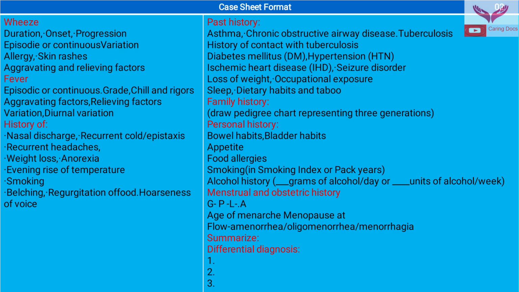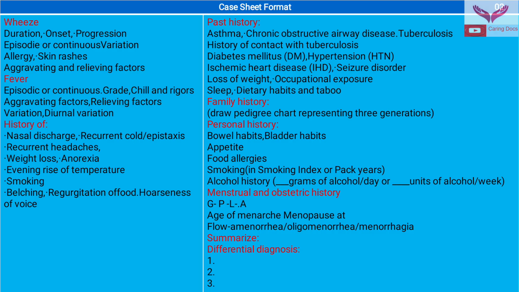relieving factors. In patients with fever, we should ask about the episodic or continuous nature of the fever, whether it is associated with chills and rigors, grade, aggravating factor, relieving factor, variation, diurnal variation, history of nasal discharge, recurrent cold or epistaxis, recurrent headaches, weight loss, anorexia, evening rise of temperature, smoking, belching, regurgitation of food, hoarseness of the voice.